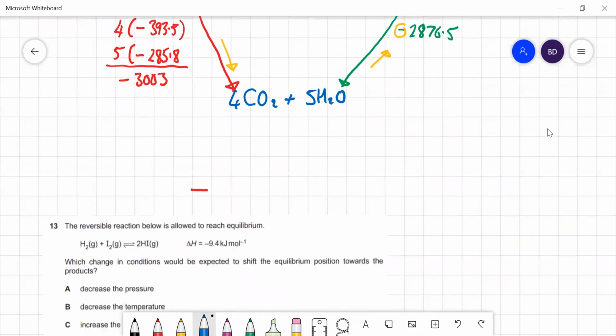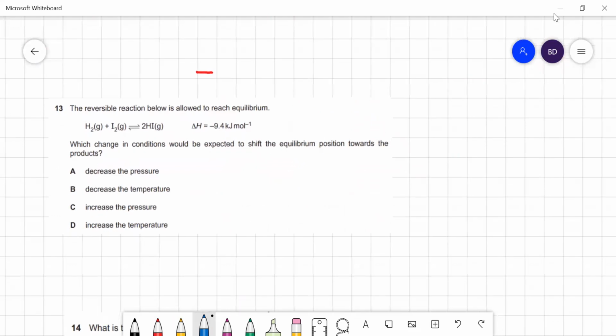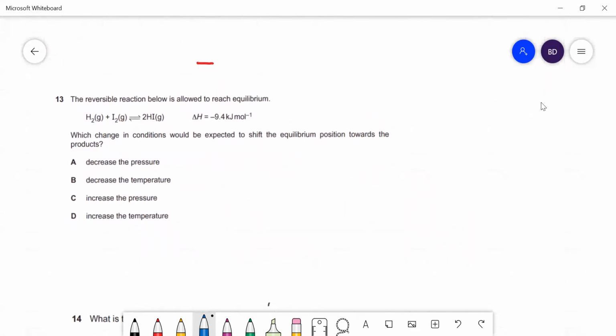Okay. Right, the reversible reaction below is allowed to reach equilibrium. What changes in condition would we expect to shift the equilibrium towards the products, to the right? Right, now let's think about pressure first of all. We have got 1 mole of hydrogen, 1 mole of iodine, and 2 moles of that. So we have got the same number of gaseous moles on both sides. So that means pressure will not affect the position of equilibrium. So straight away we can get rid of A and C.